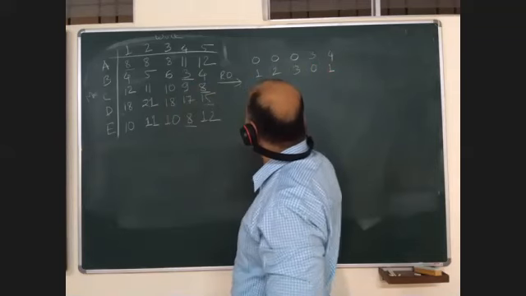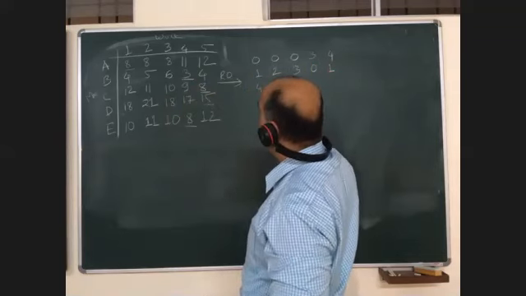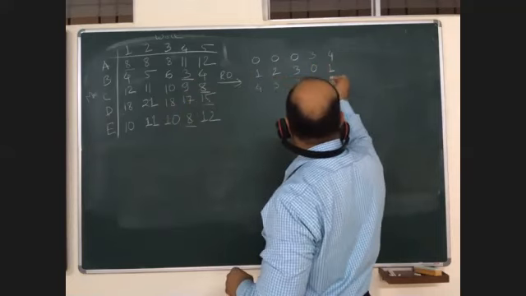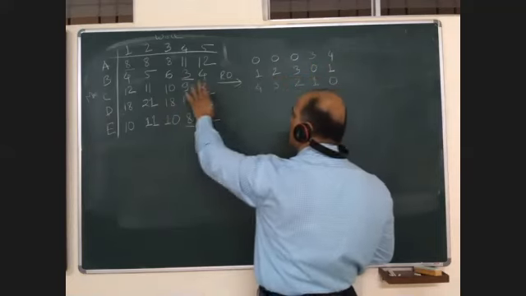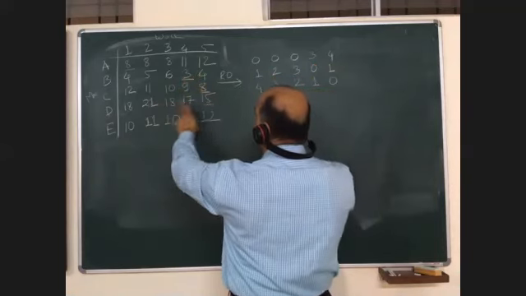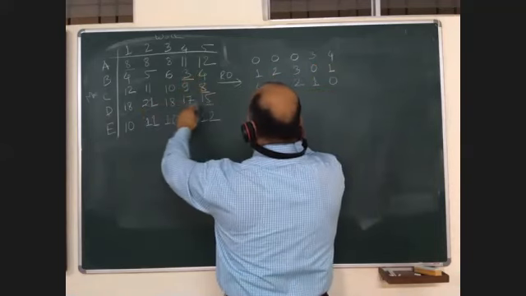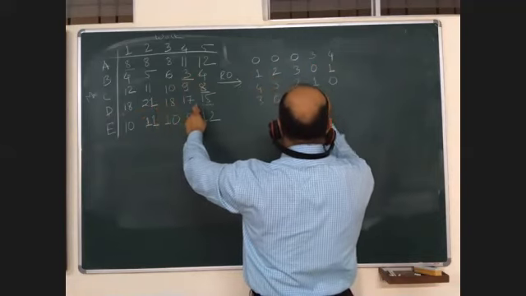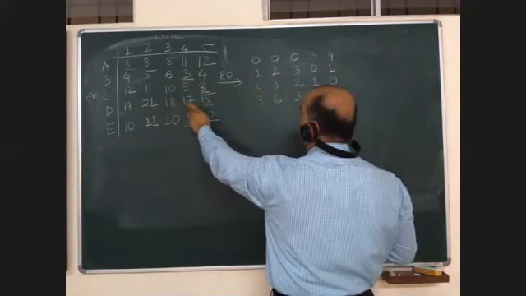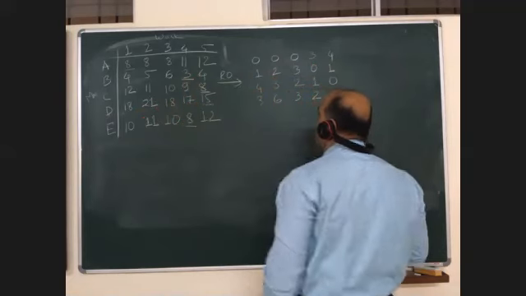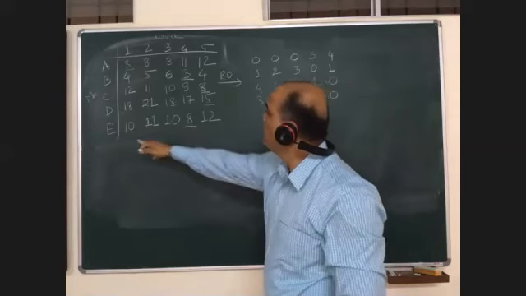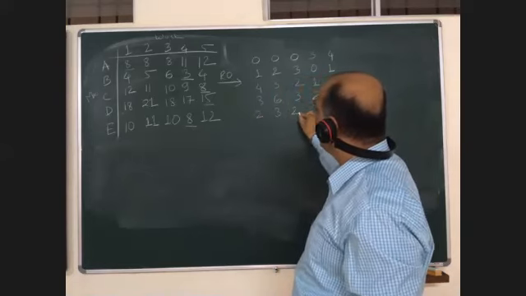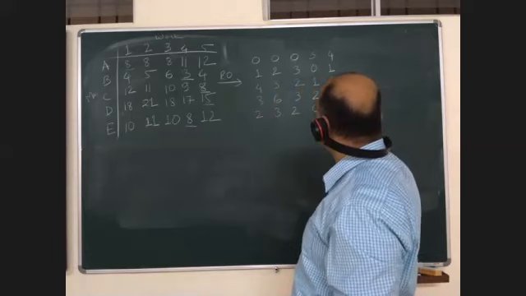Now 8. So this will be 4, 11 minus 4 means 3, 3, 2, 1, 2, and 0, 1, 0. 15, so this will be 3, 6, 3, 6, 3, 1, 2, and 2, 2 and 0. 8, so this will be 2, 3, 2, 0, 0, 4.